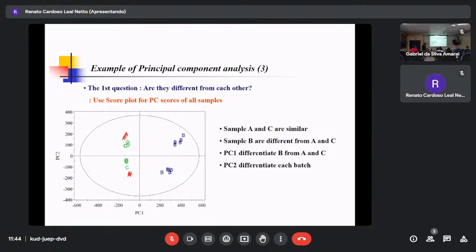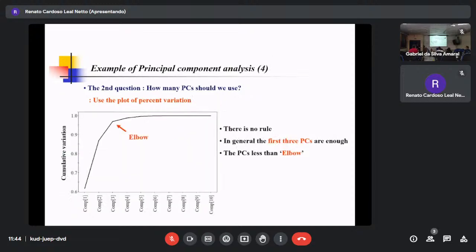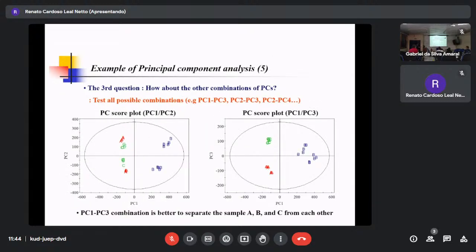But look at this one. Now, A and C look similar, right? But I want to test it here. PC1, PC3. Now A, B, C are completely different. Which means it's not quality control. After that, B is separated from A and C by PC1, right?